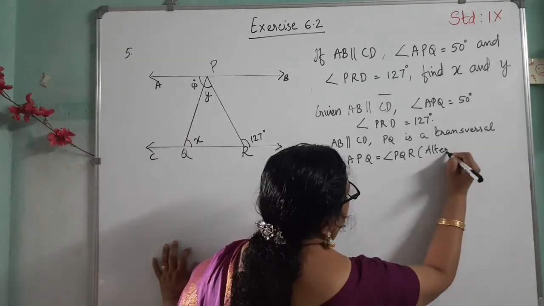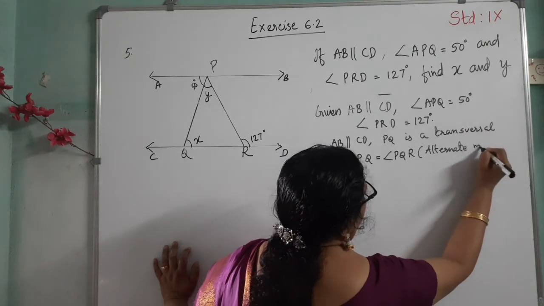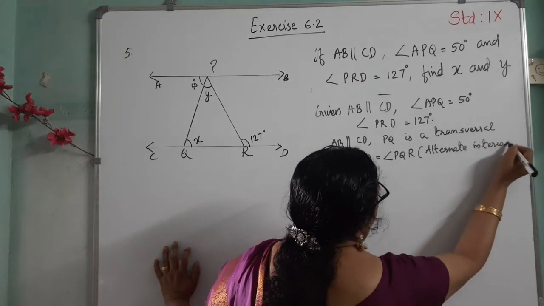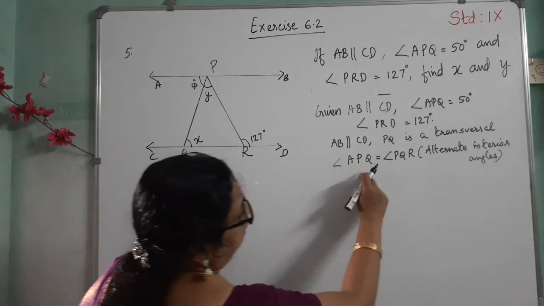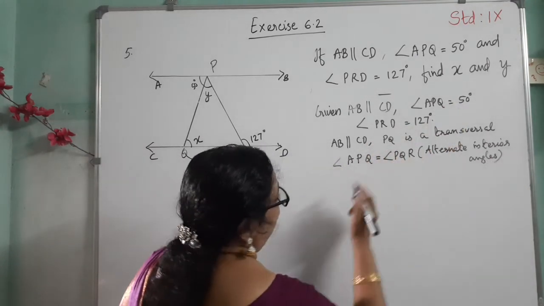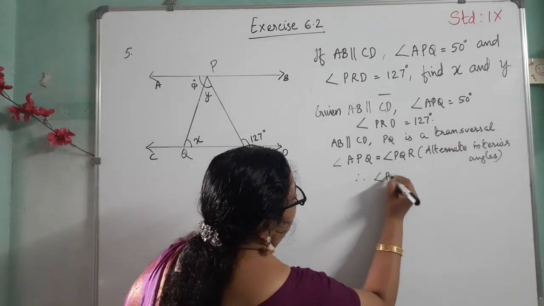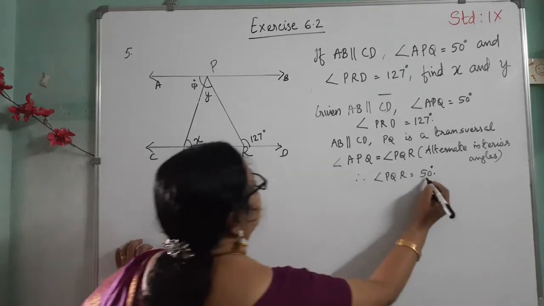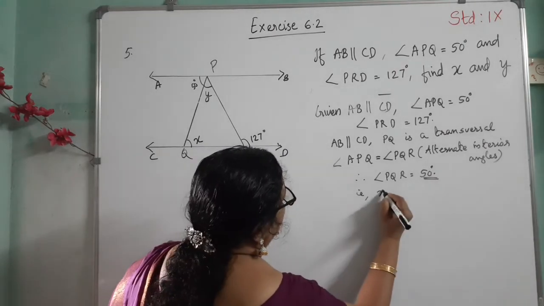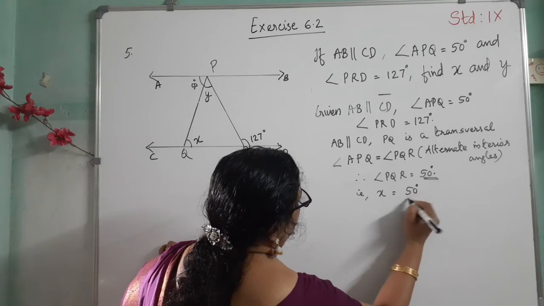Alternate interior angles. But APQ is given, APQ is equal to 50 degrees. Therefore, angle PQR equals 50 degrees. That is, X equals 50 degrees.